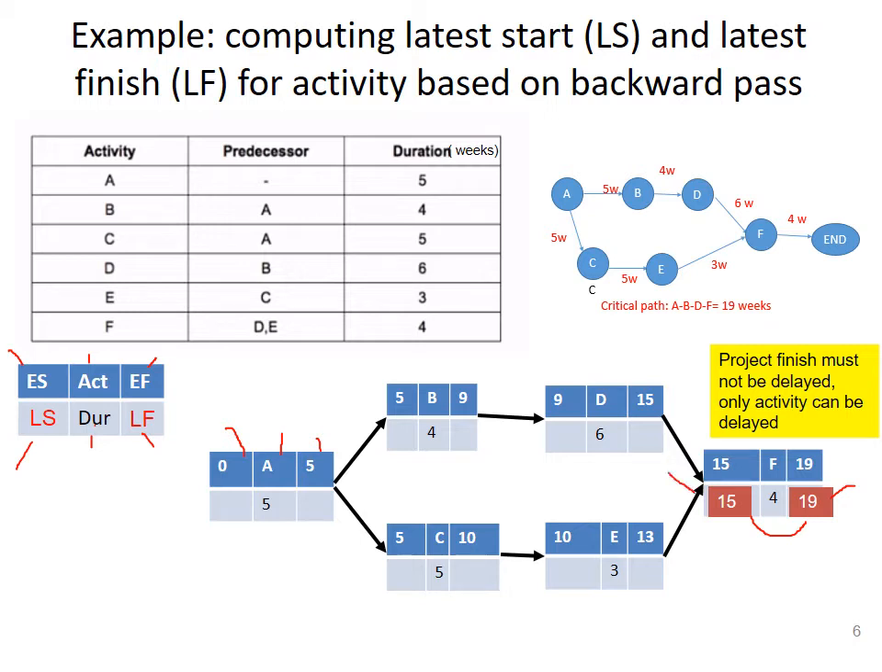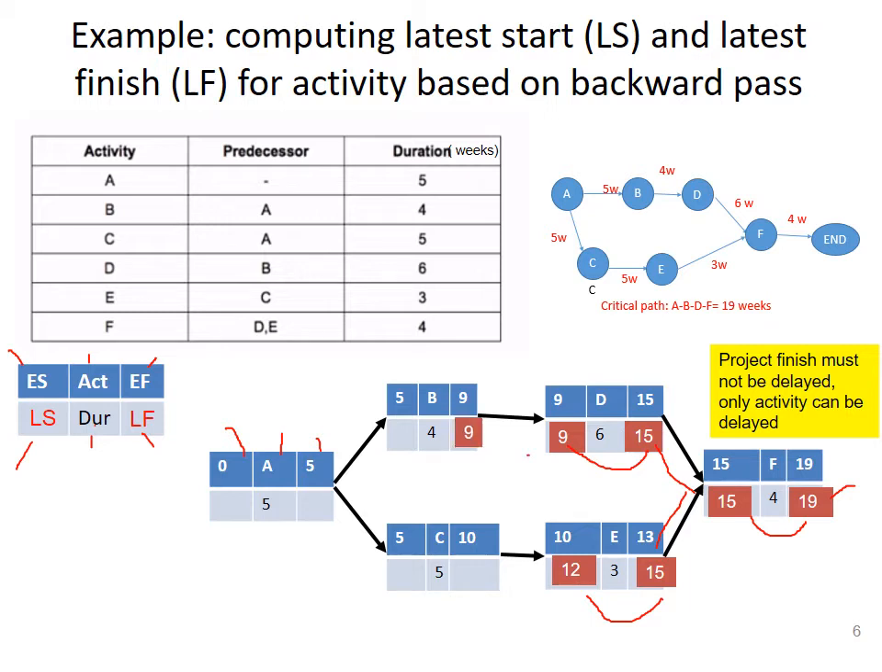And this value 15 will be inserted to activity D and activity E, since D and E are both predecessor for activity F. So D and E, the latest finish time would be week 15. Okay, maknanya D dengan E kena habis paling lambat pada week 15, so that F boleh mula pada week 15. Okay, so latest start time untuk activity D ialah 15 tolak 6 iaitu 9. Latest start time untuk activity E ialah 15 tolak 3 which is week 12.